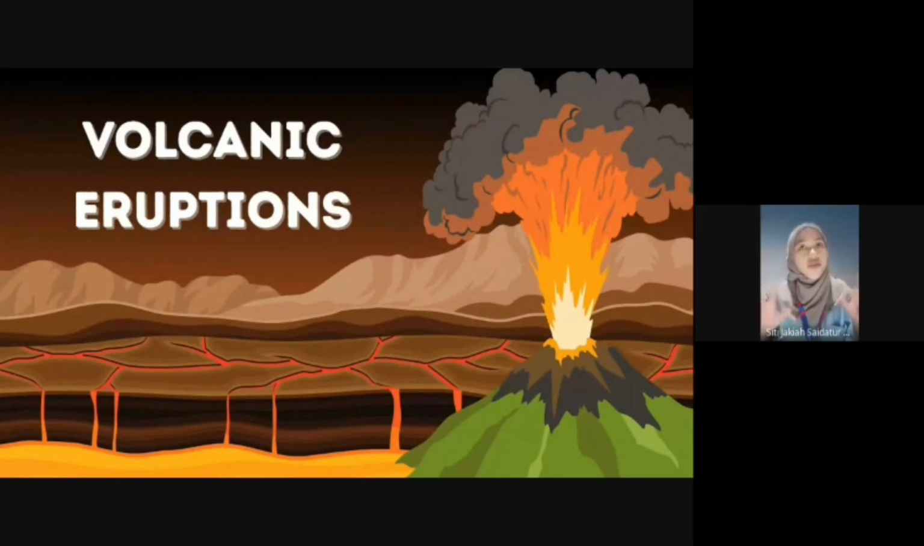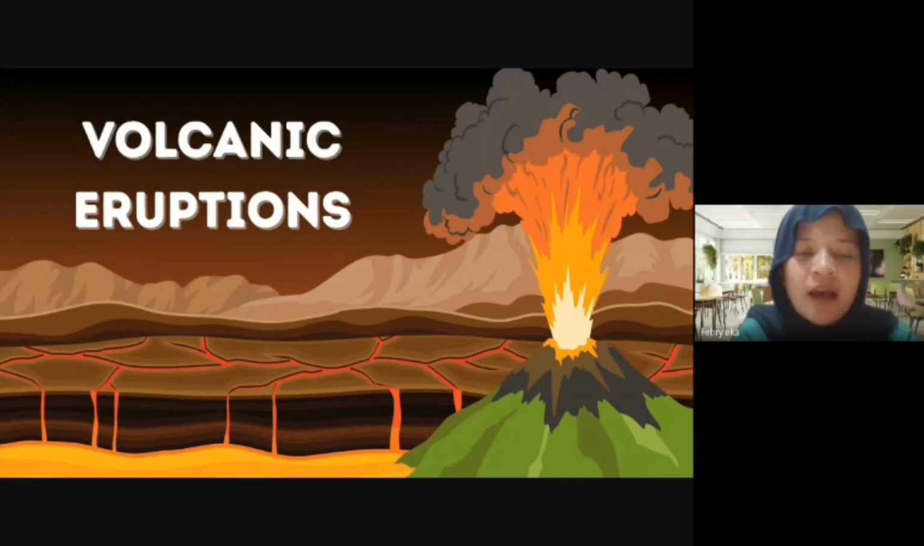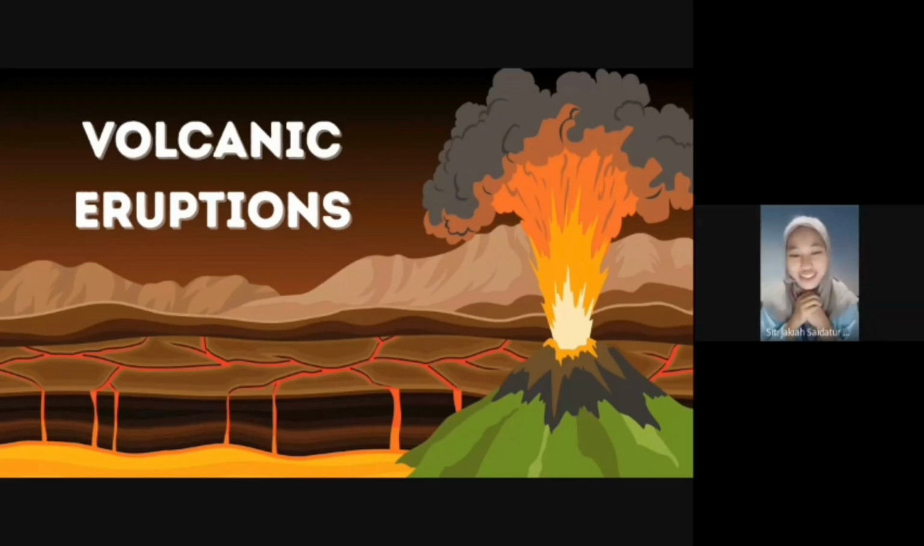So now I have a fun question for you. Have you ever imagined something from deep inside the Earth, maybe from the core, coming out to the surface? I think I never have, Miss. Okay, thank you, Febri. So today we will learn about what happens when hot magma from the mantle moves up through the crust. That's what we call a volcano eruption.